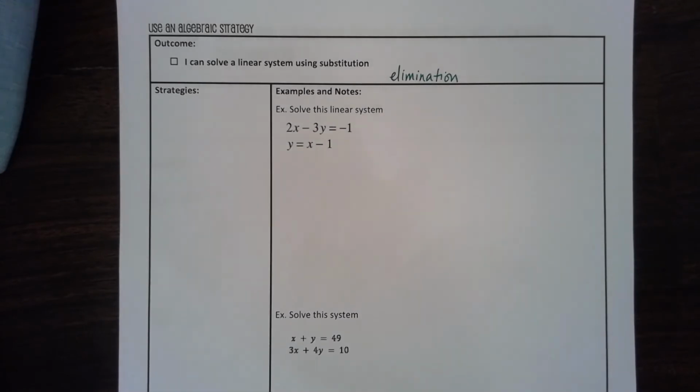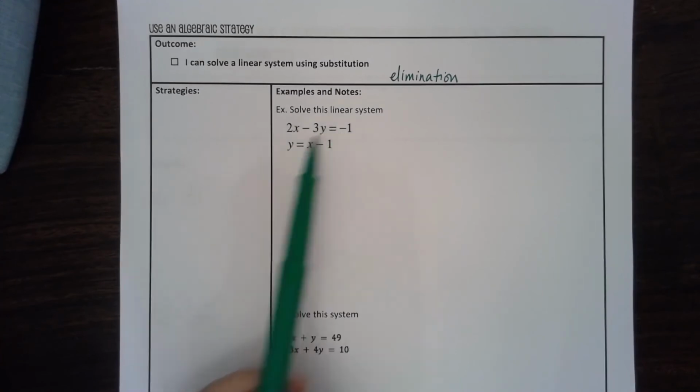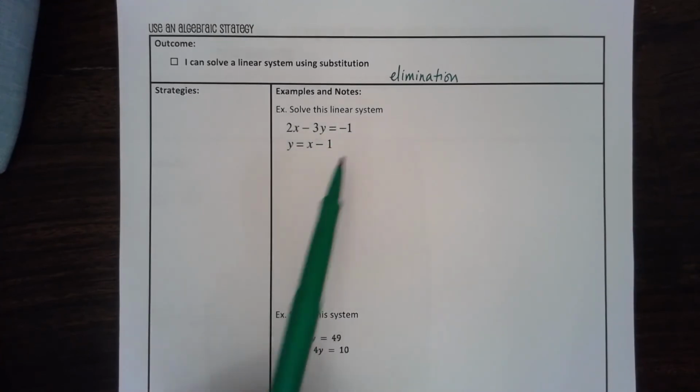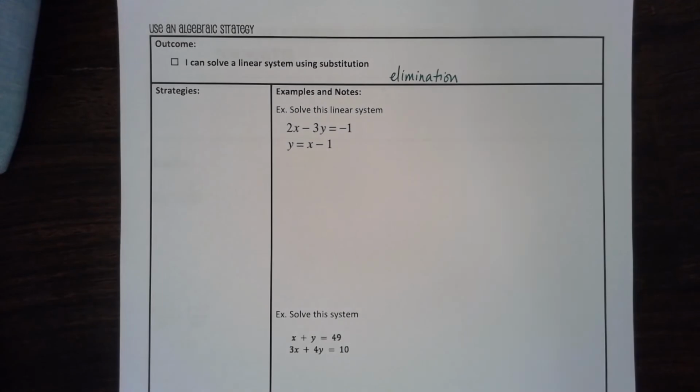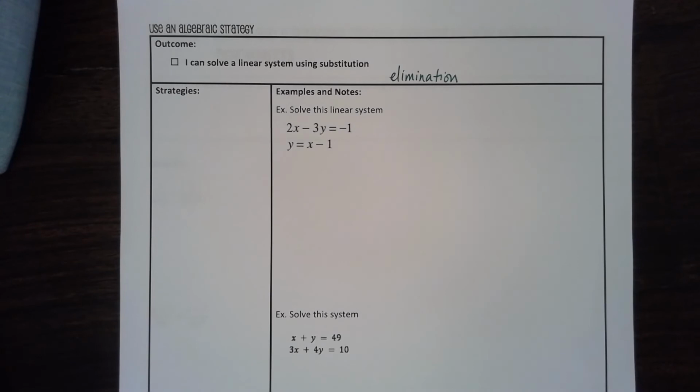So remember what a system is: 2x minus 3y equals -1, and y equals x minus 1. A system for us is two equations where there are the same variables in each equation, and they represent the same quantity. We want to find the pair of values that satisfies both equations. So what number for x and what number for y would show up in both equations.